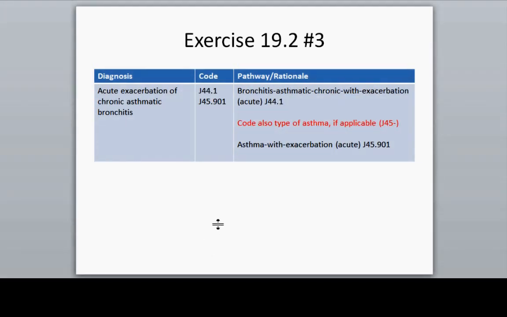Exercise 19.2 number 3, acute exacerbation of a chronic asthmatic bronchitis. Our main term is bronchitis, and when we follow our pathway here, we get to J44.1. And when we go to this code, we see an instructional note, code also the type of asthma, and when we look that up, we get J45.901.